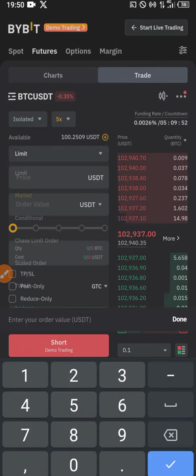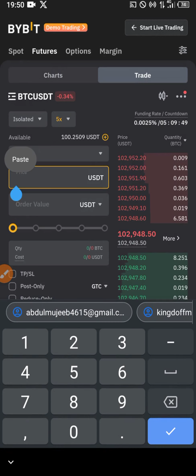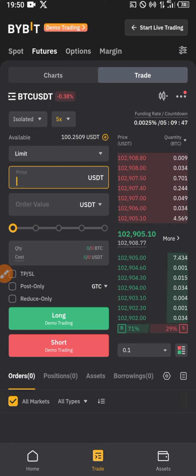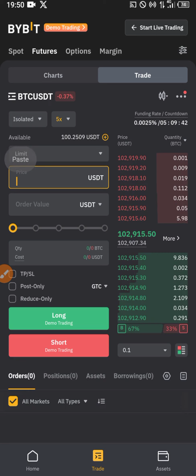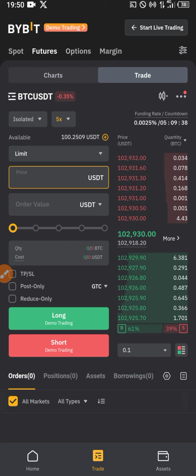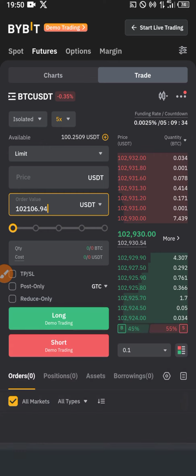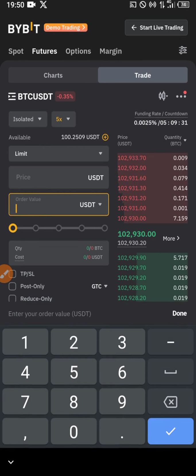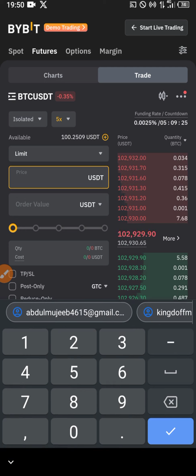Then you change from market to limit, and the price you copied, you paste it. Why is it not pasting? Okay, no, the limit order, USDT 5x level.